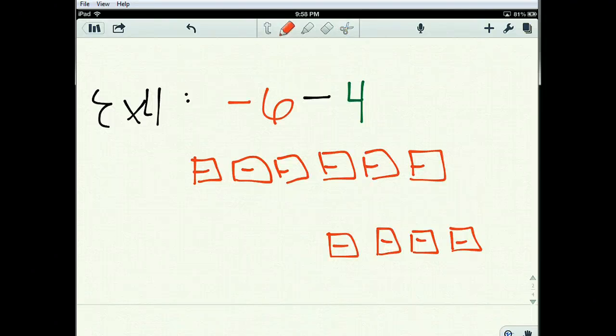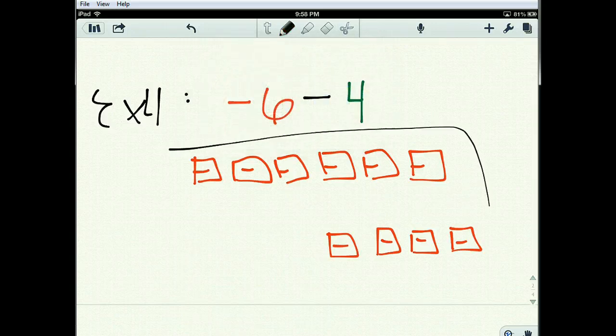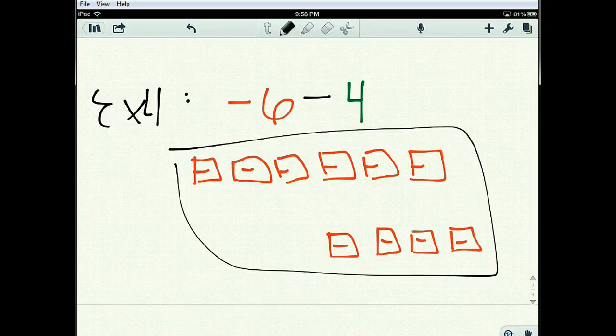And now I see what I'm left with. So I am left with all these negatives, which if I count them, there's 6 and then 4 more negatives. So my answer would be -10.